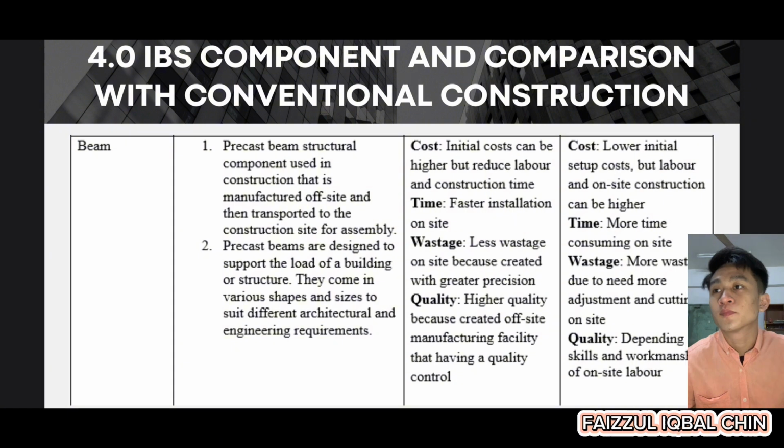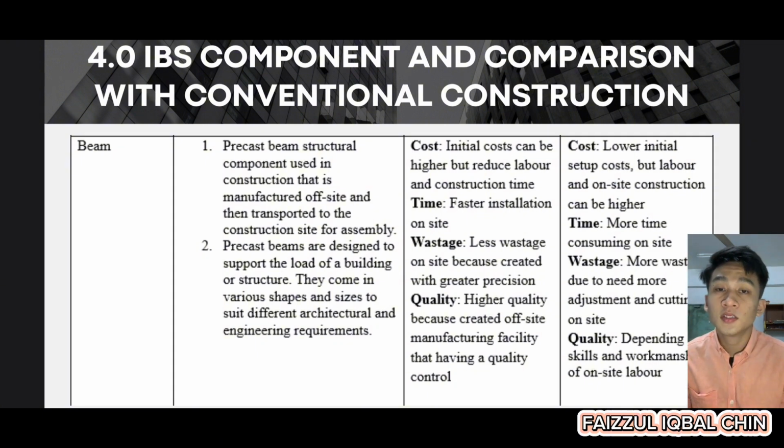And then beam. Description of beam: a precast beam is a structural component used in construction that is manufactured off-site and then transported to the construction site for assembly. Precast beams are designed to support the load of a building or structure. They come in various shapes and sizes to suit different architectural and engineering requirements.